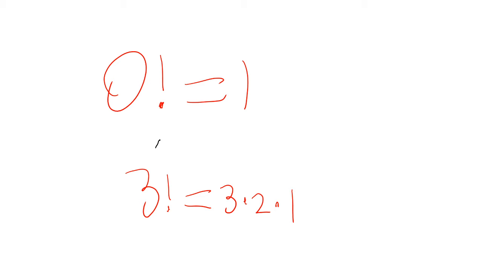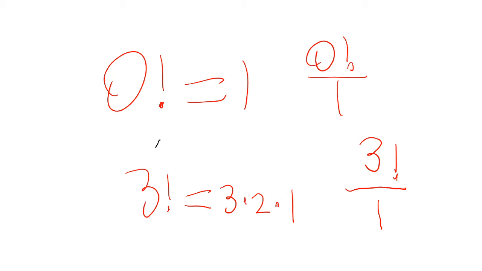Now, let's think of it this way. What is 3 factorial? How can we write 3 factorial? 3 factorial can be written as 3 factorial divided by 1. 0 factorial can be written as 0 factorial divided by 1. But the thing is, this doesn't help because we already know that 0 factorial is 1. So that won't really help us.